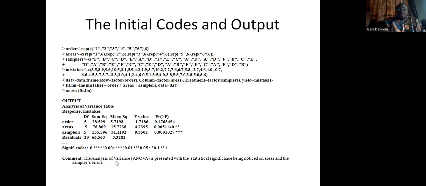Comment: the analysis of variance is presented with the statistical significance being noticed on areas and the samplers' errors. The errors made by the samplers are statistically significant. Even readings taken from some areas are prone to errors. That's what this is saying.